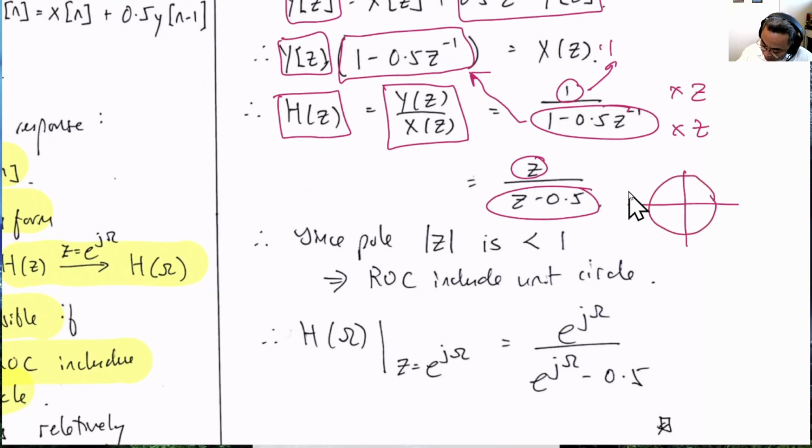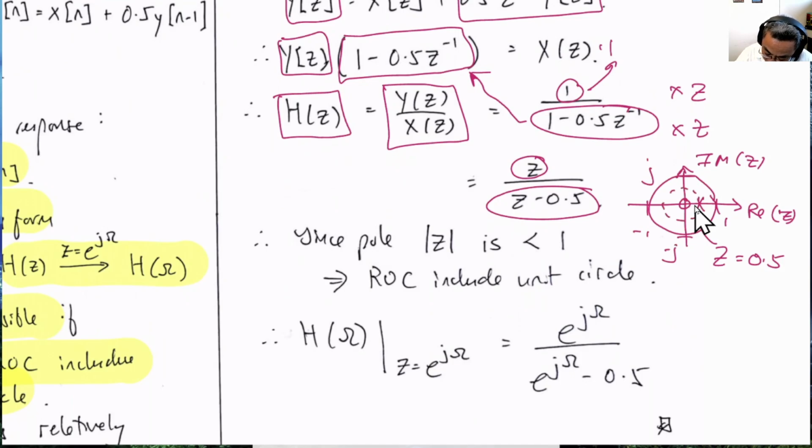So you can sketch this, and then we have a 0 here. This 0 comes from the numerator, and the pole is positive 0.5. So this is z equals to 0.5, and this is the real part of z, and this is the imaginary part of z, and this is 1, and this is minus 1, this is j, and this is minus j, and the ROC looks like this.